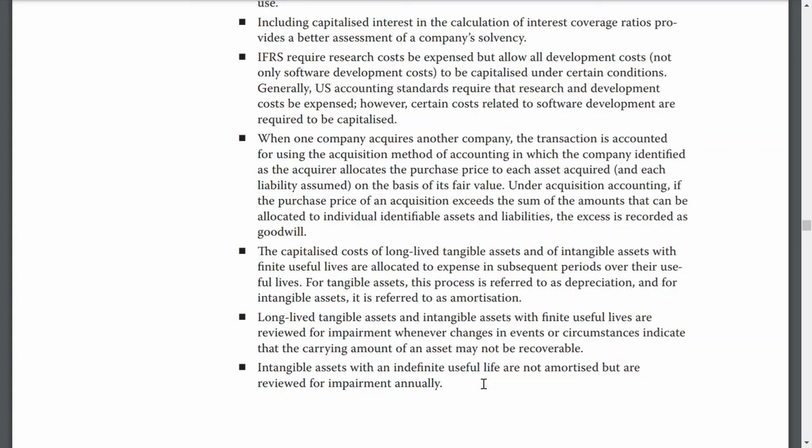The capitalized cost of long-lived tangible assets and intangible assets with finite lives is allocated to expense in subsequent periods over their useful lives. For tangible assets, the process is referred to as depreciation, and for intangible assets, it is referred to as amortization. Long-lived tangible assets and intangible assets with finite lives are reviewed for impairment whenever changes in events or circumstances indicate that the carrying amount of an asset may not be recoverable.